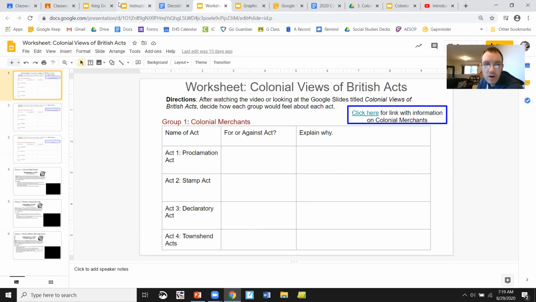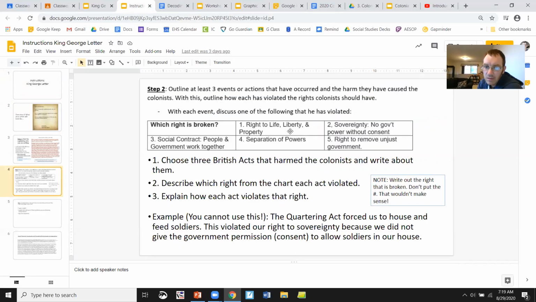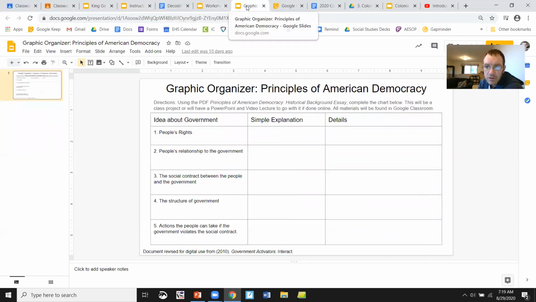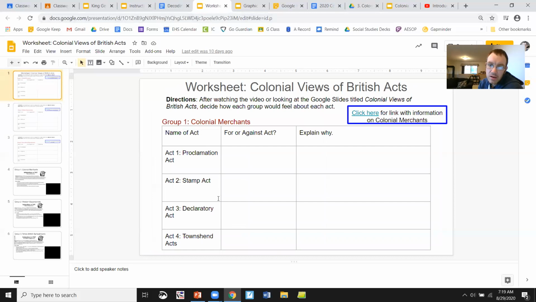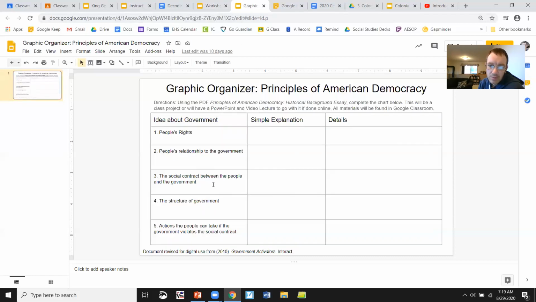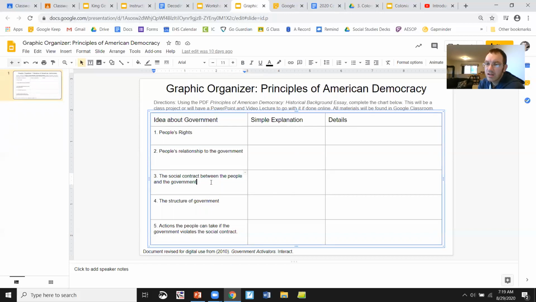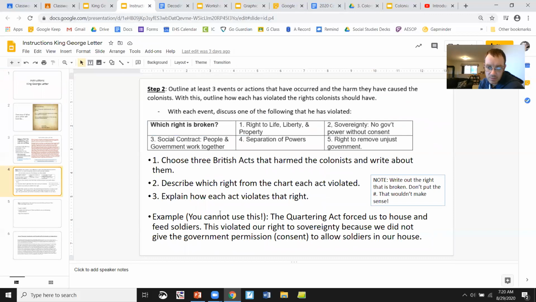And then you're going to choose one of the rights that it breaks. Right to life and liberty, right to sovereignty. And for that, you do have this graphic organizer here where you explain what each one was. So let's say you say, we are upset because of the Stamp Act, because it did this to us and that. We believe that it broke maybe this one, number 3, or whichever one you want, and explain how it violates that right. So you're basically saying this act harmed us in this way. These are the rights we have that it violated. That's what you're doing for the second section.